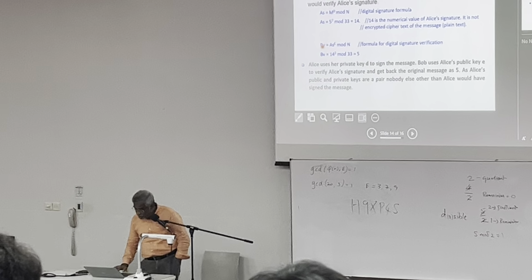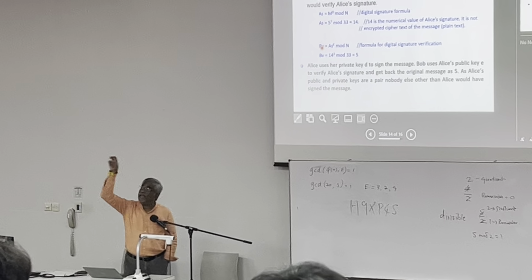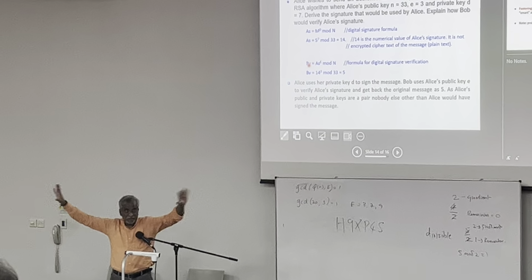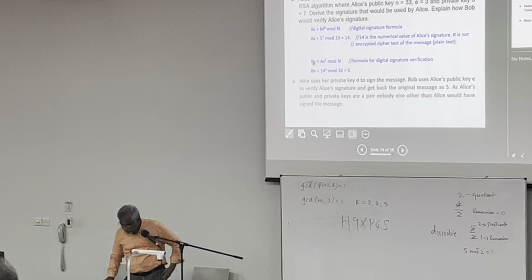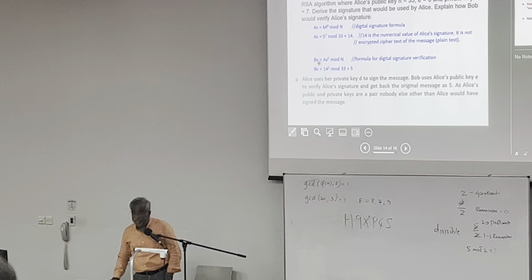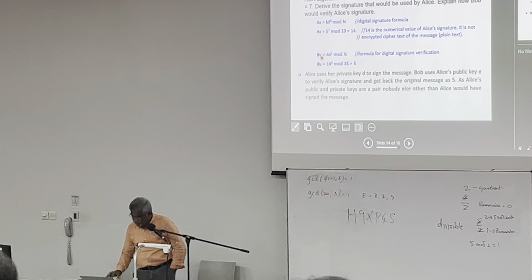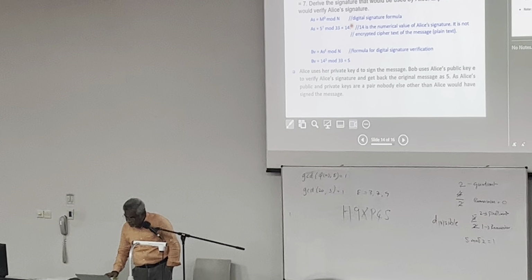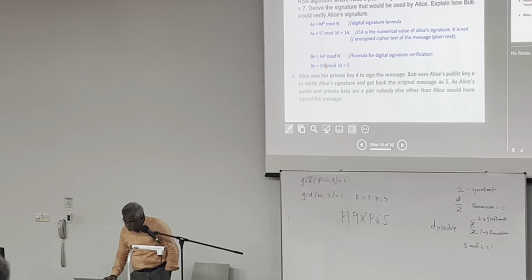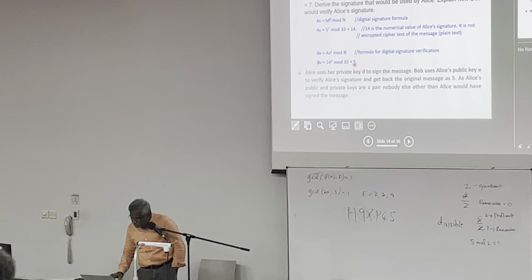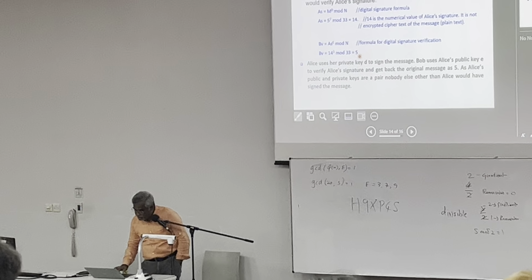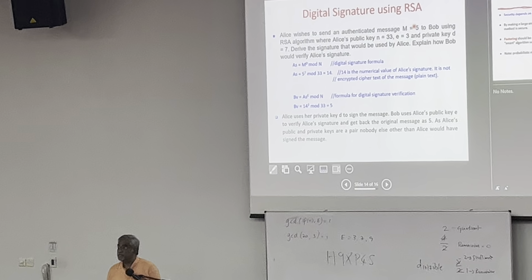So what Bob will do is, Bob will take Alice's public key. Alice's public key is known to everyone. That's why we say public key, no secret. So Bob verifies: Alice's signature power E mod n. Alice's signature is 14, encryption key is 3 and n is 33. So 14 power 3 mod 33 is equal to 5. Meaning you got back your original message.